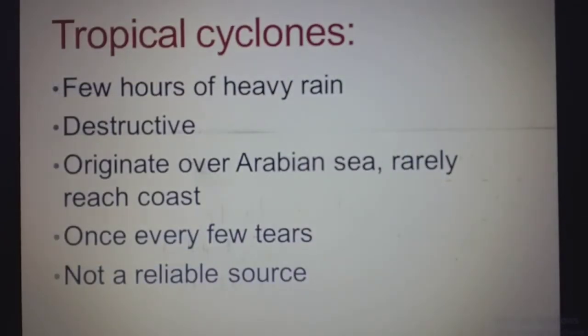Now, tropical cyclones. Tropical cyclones cause rain for a few hours, and that too very heavy rain. These tropical cyclones are very destructive. They originate over the Arabian Sea, but they rarely reach the coast. Very rarely do they strike the coast of Pakistan and bring rain, once every few years, so it's not a very reliable source of rainfall.